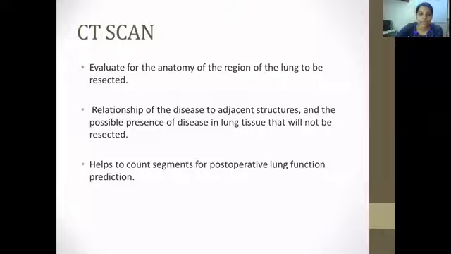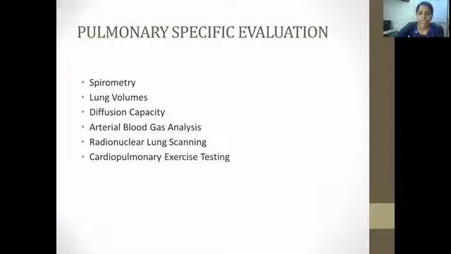Importance of CT scan: it evaluates the anatomy of the region of the lung to be resected, the relationship of the disease to the adjacent structures, and the possible presence of disease in the lung tissue that will not be resected. It helps to count the segments for the postoperative lung function prediction, which is needed for the perfusion method that I'll present later. Pulmonary specific evaluation includes spirometry, lung volumes, diffusion capacity, ABG, radionuclide lung scanning, and CPET.